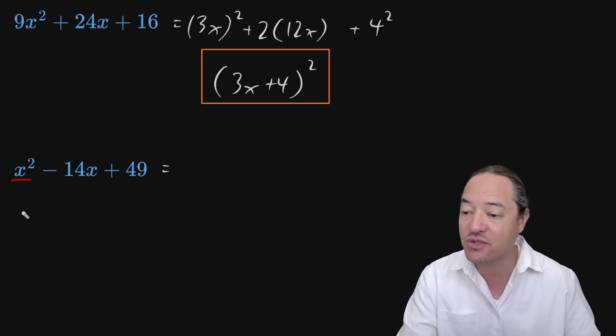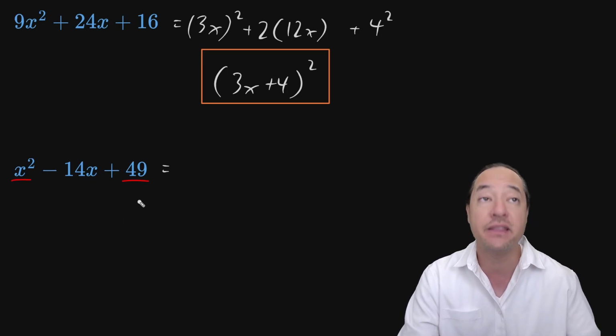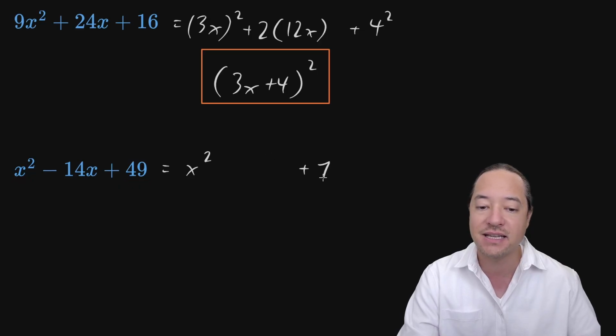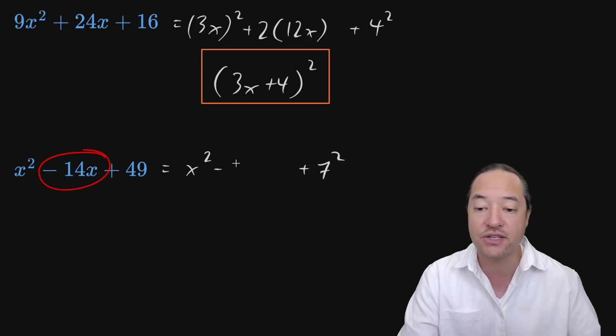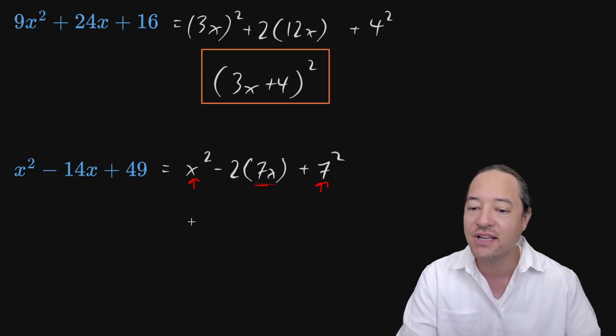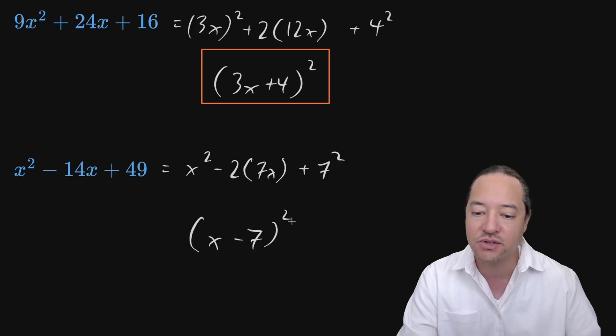Same thing. x squared is a perfect square, and 49 is a perfect square. Good start. Here I'll say this is 7 squared. Finally, we have to factor a 2 out, so minus 2 times 7x. Is this 7x the product of x and 7? Yes, it is, and so this must equal x minus 7 squared.